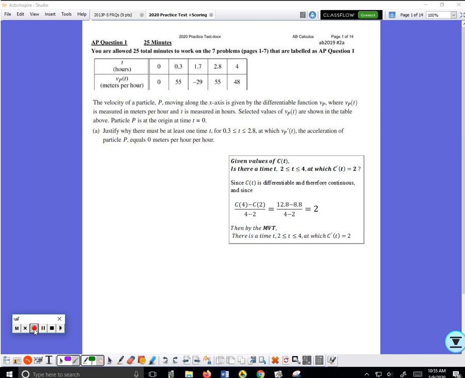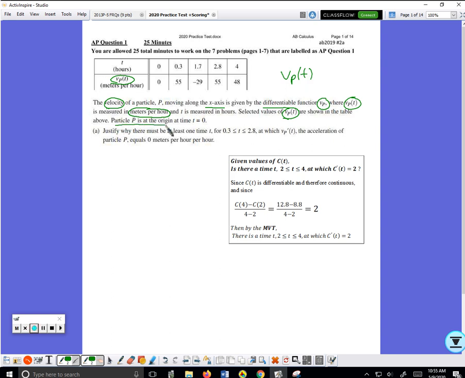Okay, the velocity of a particle moving along the x-axis, that's nothing new. It's given by the differentiable function v of t, where the units of v are meters per hour. Selected values of v are shown in the table, so that's nothing special. They just try to throw you off a little bit by giving you a symbol like this, just making the test look different. Just read slow and careful and you're fine.